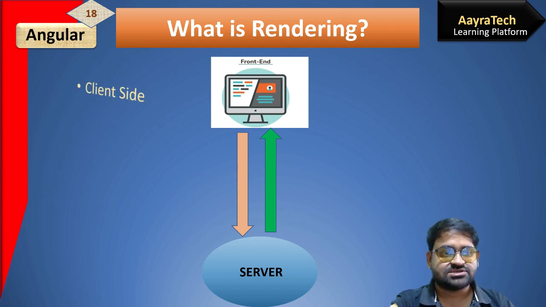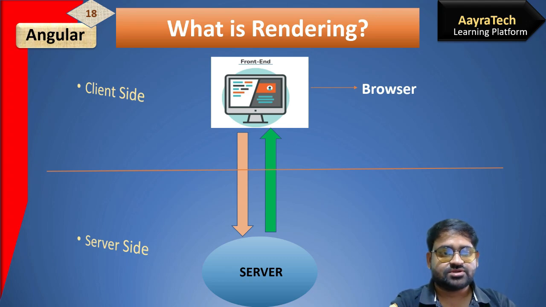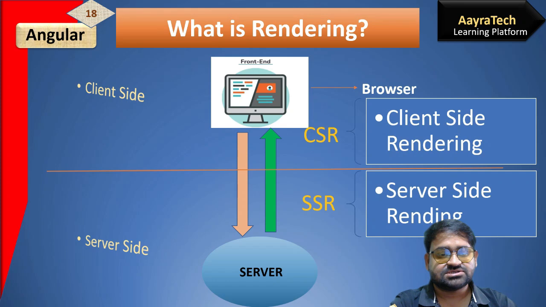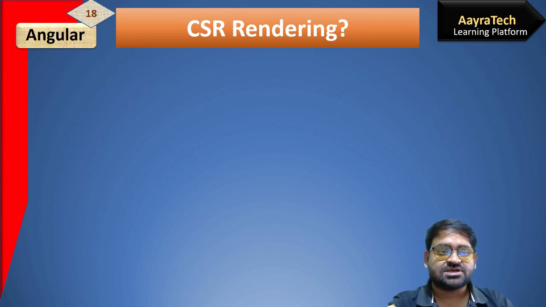So this is our client side, this is our server side, and this is the browser. There are two types of rendering. One is client side rendering and the other is server side rendering. This is the most important concept, and I'm trying to make you understand it very simply. So what is server side rendering?